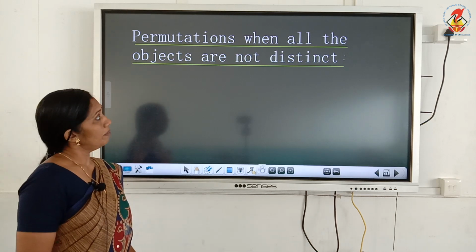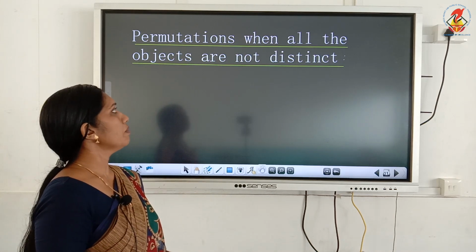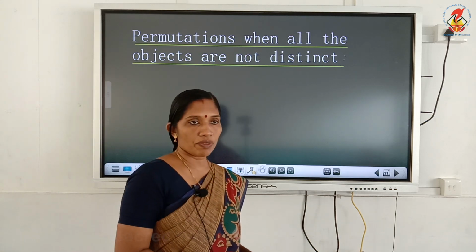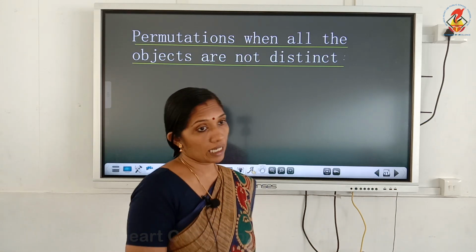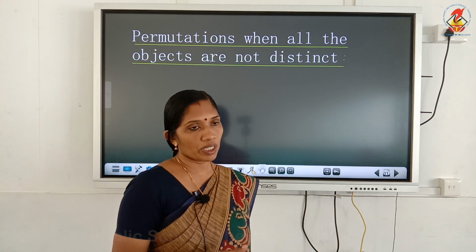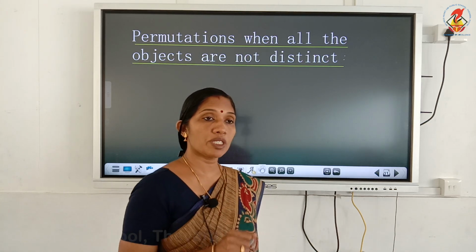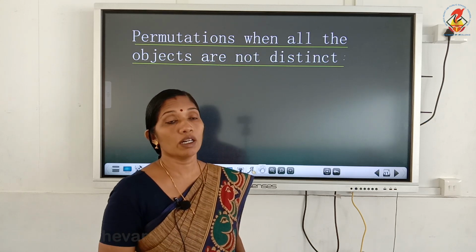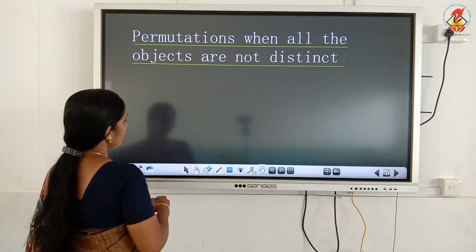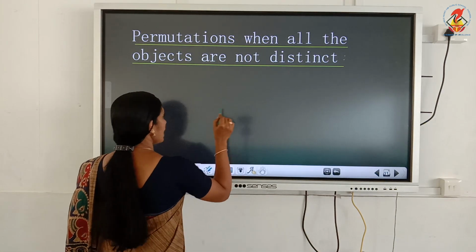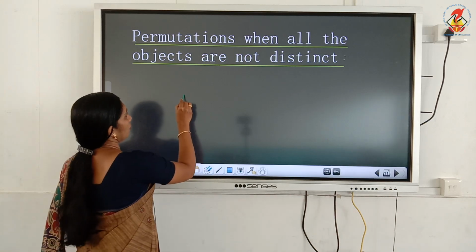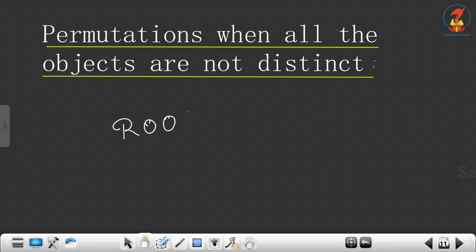The next topic is permutations when all the objects are not distinct. In the last two videos, what we discussed was all with distinct objects. Now we have to consider the case where objects are not distinct, and how to calculate permutations then, for example when letters or digits are repeated. For example, consider the word ROOT.